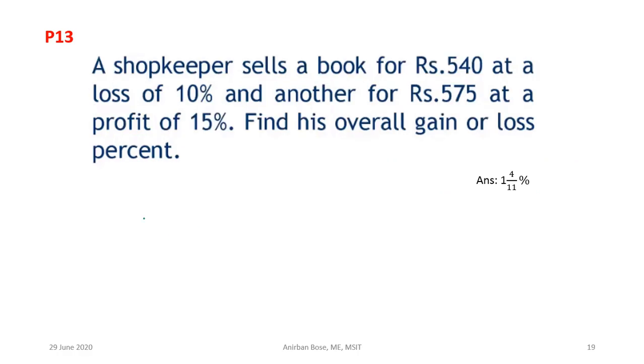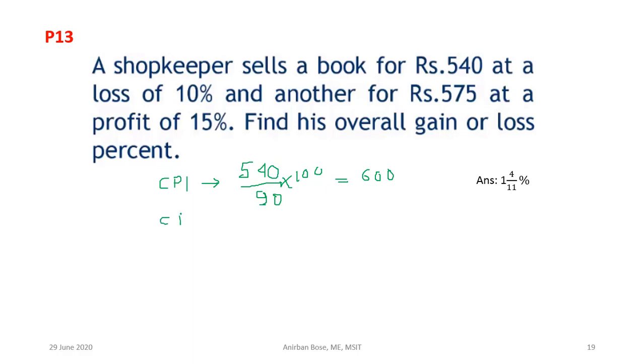A shopkeeper sells a book at rupees 540 at a loss of 10% and another for rupees 575 at a profit of 15%. Find his overall gain or loss percentage. Okay, first find out the cost price of the first book. Say cost price of 1, that is 540 divided by what? Here total loss of 10%, right? So if this is the sale price, then divided by 90%, 90 into 100. Okay, so what you are getting is 600.